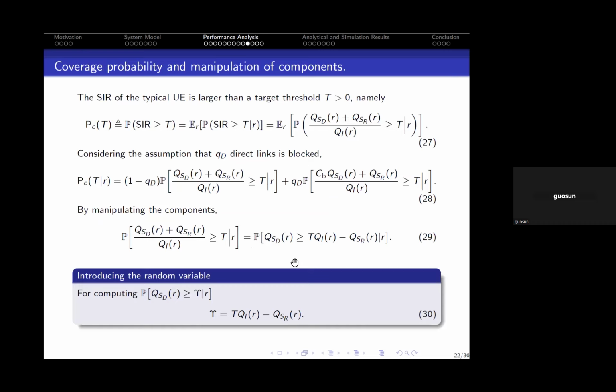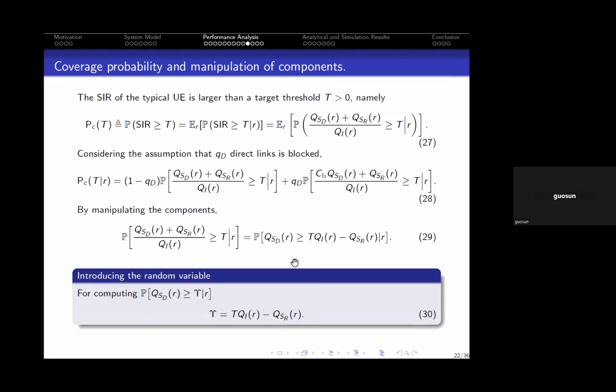So for the typical user, the coverage probability is defined by, say, the SIR. We neglect noise here. The SIR exceeds a target threshold T, which is equation 27. Once we condition on the distance R of the associated base station to the user, we have this expression over R: the sum of the direct signal and the sum of the reflected signal, divided by all the interference, is larger than this threshold.